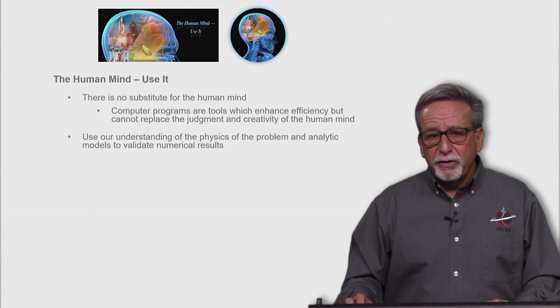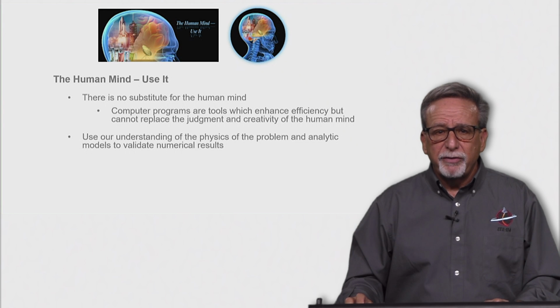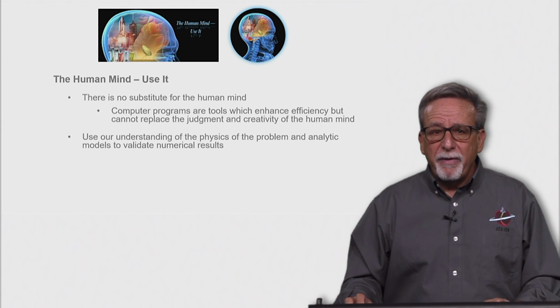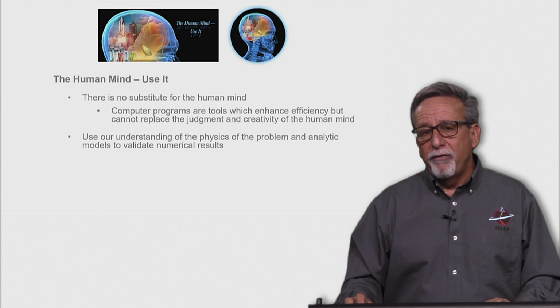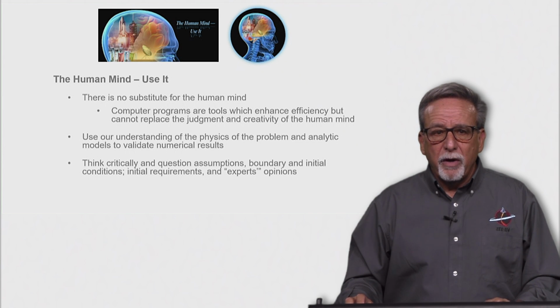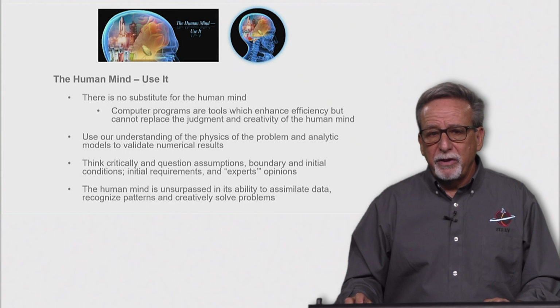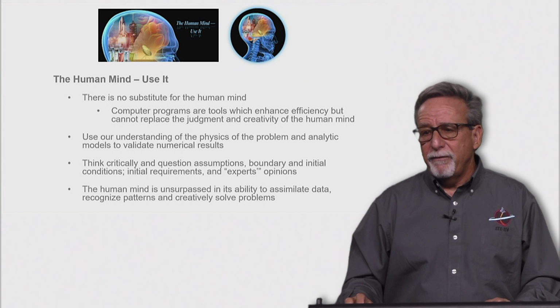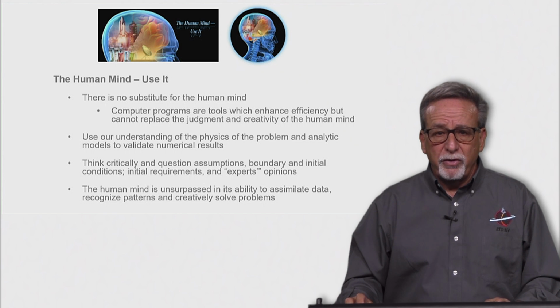The mind's ability to functionally decompose the problem and use experience and judgment to correctly formulate a solution strategy, together with realistic assumptions and boundary conditions, is crucial and will serve to better understand more rigorous and complex representations and to determine where and if errors occur. And lastly, the human mind is unsurpassed in its ability to assimilate data, recognize patterns, create, and to innovate. The objective of this course is to show you how to be as creative as possible and how to use tools available to you to help you create, design, analyze, and optimize the problems as effectively as possible.